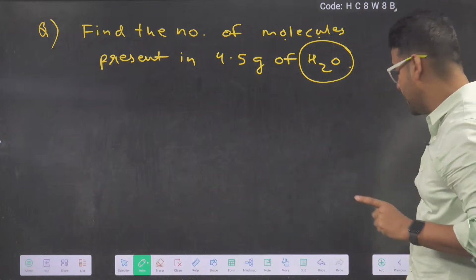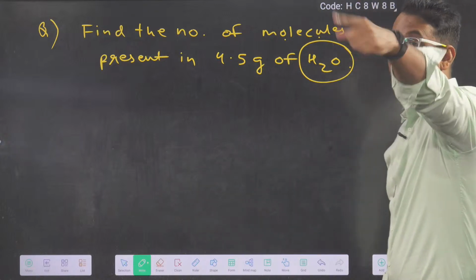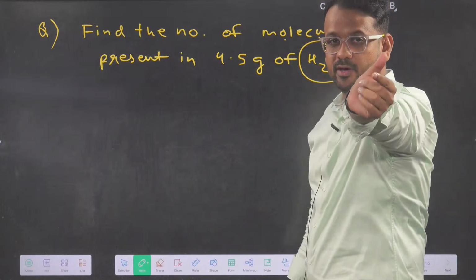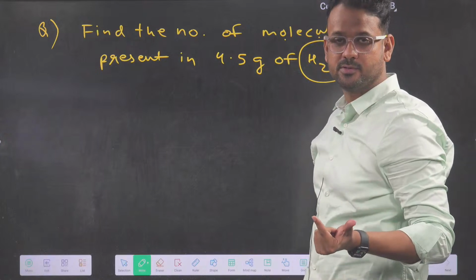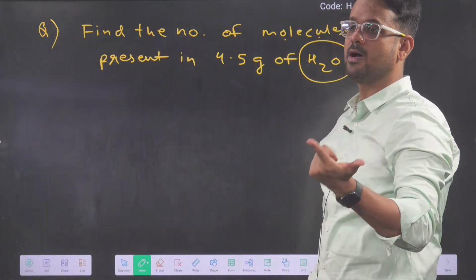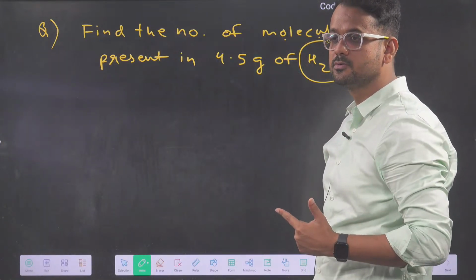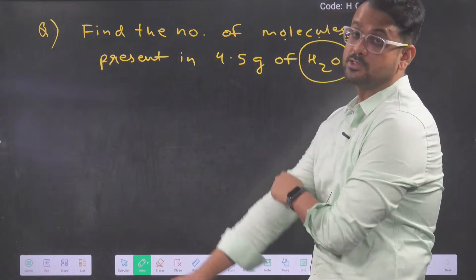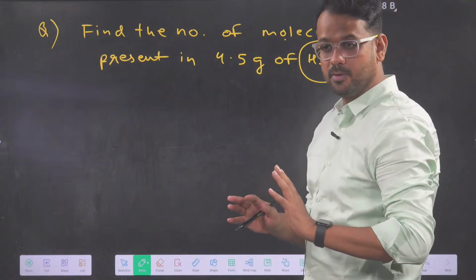Okay, so that is why I said the general word number of particles. When I was giving you atoms, I was asking you the number of atoms. When I am giving you molecules, I am asking you the number of molecules. So that is why I use the general word particles.